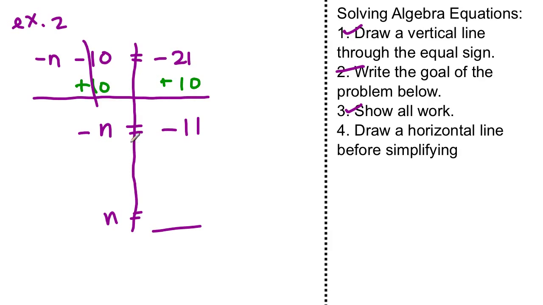Now on this step right here, there's actually a number right here. It's -1, right? Do you see we have -1n? So I'm going to write that in. We're going to divide both sides here by -1. And we cancel this out, and we're left with n is equal to +11. Cool. All right, a couple more examples for you here.